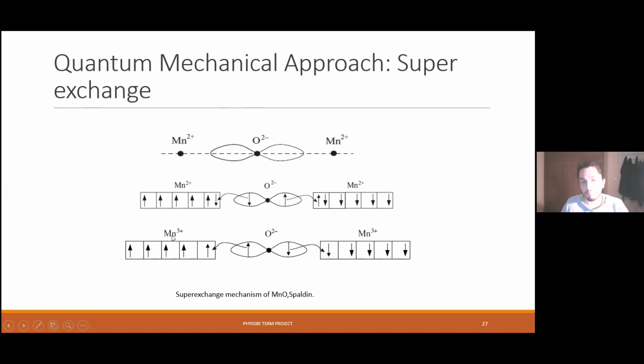If we have magnesium 3, this one slot will be open, fully empty, and it will also share this up spin, and this one will share this up spin. So in the oxide orbitals, an antiferromagnetic system will be created.